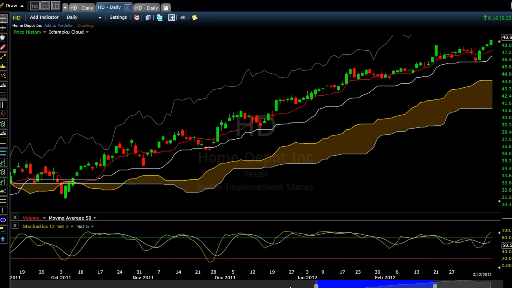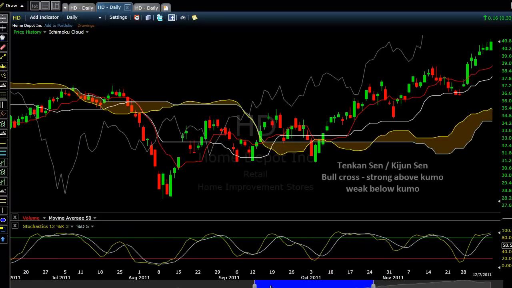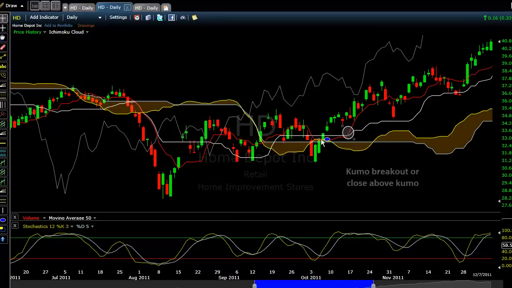If we come back in price here, you can see where we had our first TK cross right here back in October of 2011. The significance of the system is that it's a trend following system, and as such it'll keep you in a trade much longer, because although this is a buy signal here, this TK cross, we also have a Kumo breakout where price moves above the Kumo and closes. We had a buy signal here.